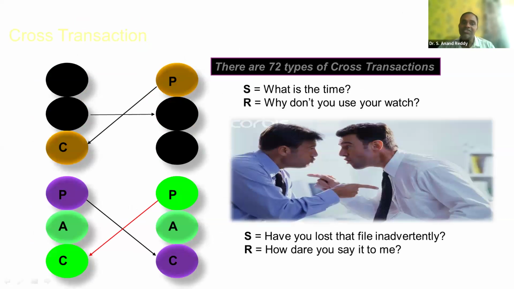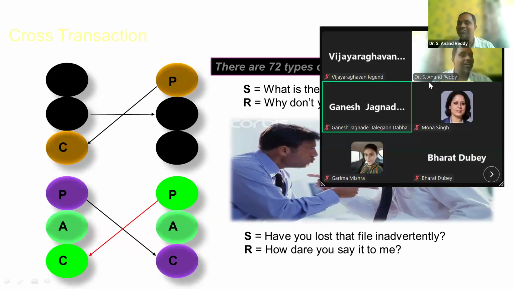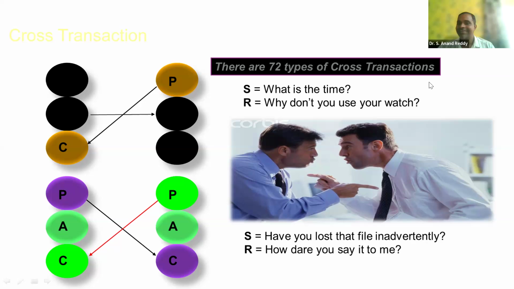Now let's look at cross transactions. What are these cross transactions? They happen in the reverse, which is not in the parallel. Now, what is the time? See, why don't you use your watch? They're not answering. It's not a parallel. It's a cross. That is exactly what happens with adult to adult.